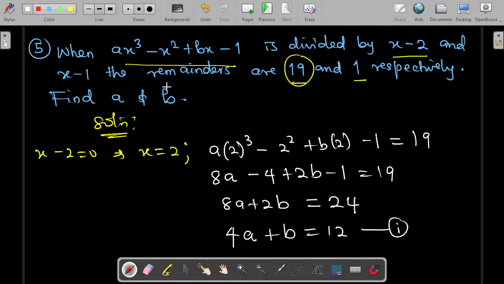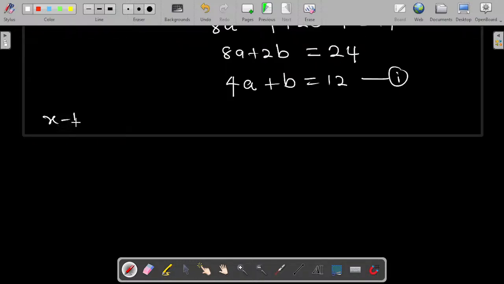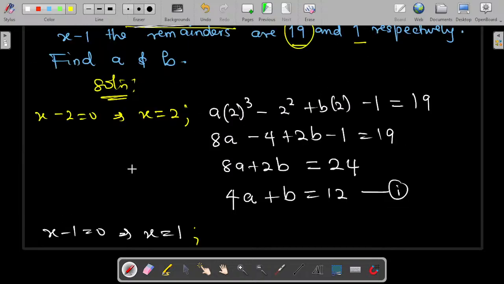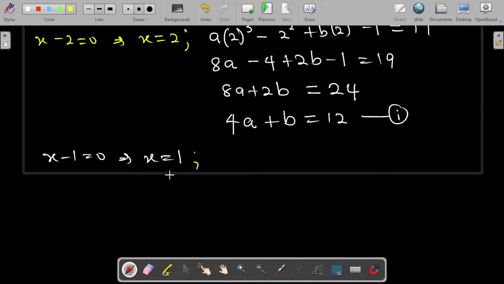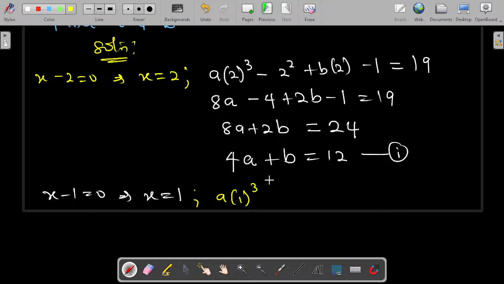And now the second information is that if you divide this same polynomial by x minus 1, your remainder will be 1. That means if I equate x minus 1 to 0 and get my x as 1, therefore that means if I substitute it into that function, my remainder will be 1, meaning it will be equal to 1. Now let's do that substitution. So I'm going to have a into 1 raised to power 3, then minus 1 squared. So I'm replacing 2 with 1. Remember, I replaced x with 2 here before. So I'm just replacing 2 with 1.